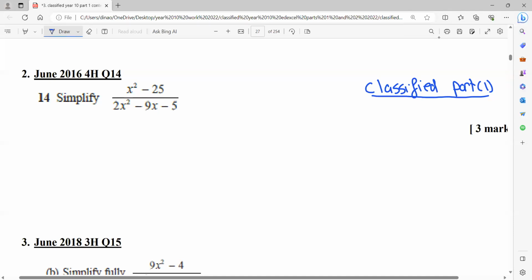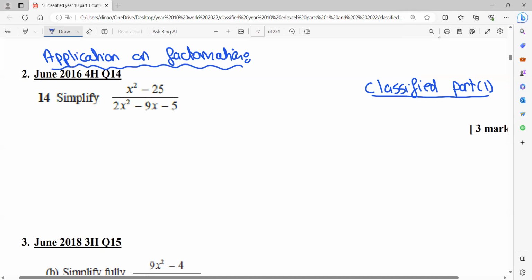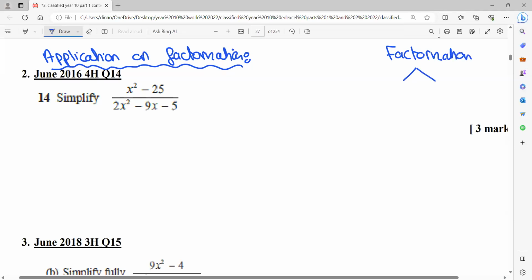Now, this video is going to be an application on factorization. How do I simplify these fractions using factorization? Let me just remind you, in part 1, we discussed the factorization types. We started with highest common factor, and we said the highest common factor is the basis of factorization.